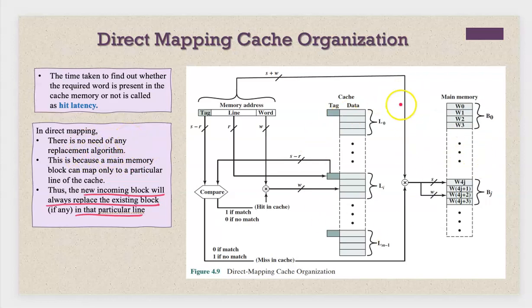So let's talk about the direct mapping cache organization. Here you have your physical address or your memory address, and the tag and the line make up S. Therefore, if you define your line to be R, your tag would be S minus R. The tag plus line is equal to S. And then your word field, which they typically also call a block offset, is denoted as W in this diagram.